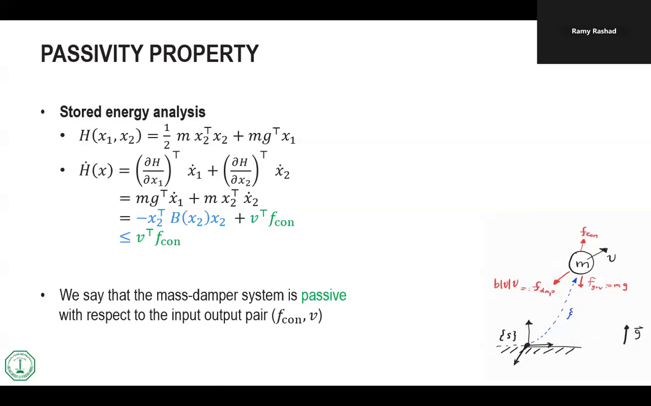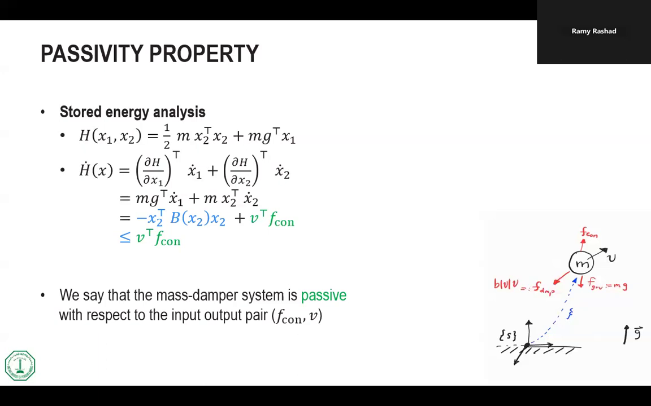This is very important. If you already know about passivity, this makes sense. If not, we say that this mass damper system is passive with respect to the input-output pair, F con and V. So this is something called passivity, and it's very important for control and also for analysis of systems.